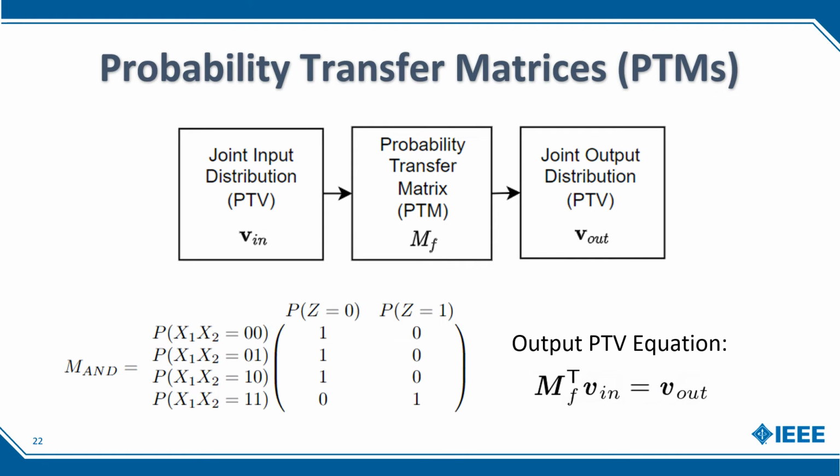Now that we know how to write the joint input distribution, we need to know how to apply a circuit's function to it in order to yield the corresponding output distribution. Fortunately, this is extremely easy to do with an existing body of research known as probability transfer matrix, or PTM theory. A PTM is a matrix whose rows represent possible input patterns, just like PTVs, and whose columns represent the resulting output probabilities. They are essentially a generalization of the Boolean truth table. For example, the PTM for an AND gate is shown here. We can obtain the output PTV just by computing the matrix vector product of the PTM and the input PTV.